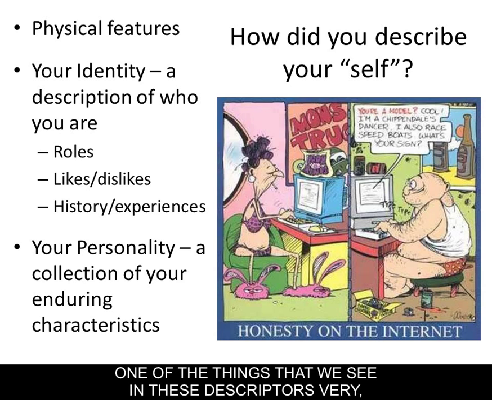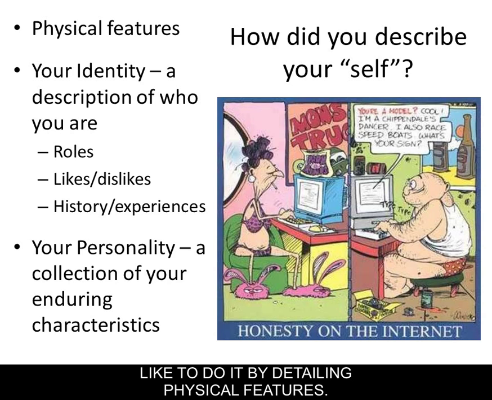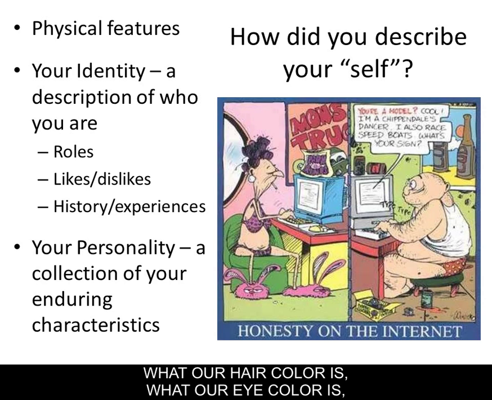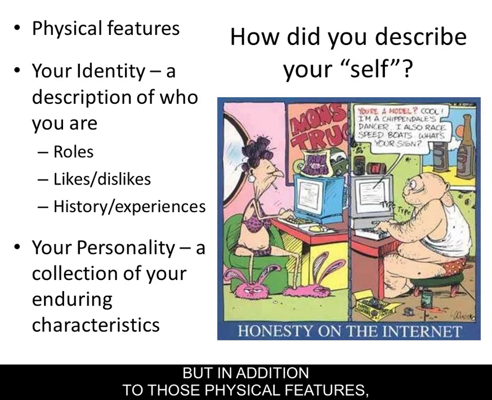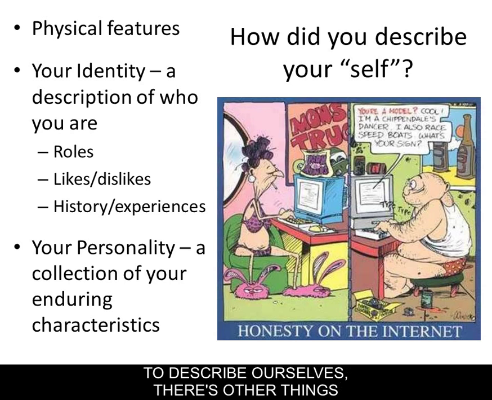One of the things that we see in these descriptors very, very often, especially in the situation that we just came up with, was that a lot of people, when describing themselves, like to do it by detailing physical features. So how we look, how tall we are, what our weight is, what our hair color is, what our eye color is, all of these characteristics are a part of ourself, are a part of who we think we are. But in addition to those physical features, the more obvious things that we can typically use to describe ourselves, there's other things that very commonly emerge in these descriptions.